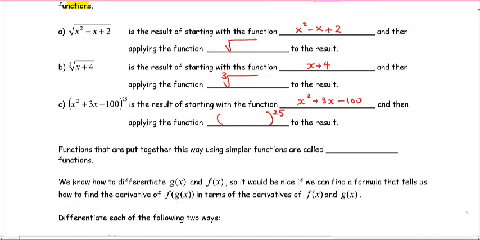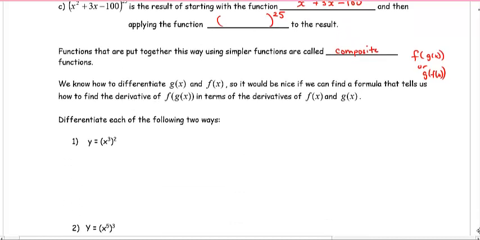Now, do you remember what these functions were called from your pre-calculus 12 days? Yeah, functions that are put together this way using simpler functions are called composite functions. Okay? Remember that stuff, the f of g of x? Or g of f of x? Yeah, that's what we're doing today. We're trying to figure out how to differentiate these composite functions.